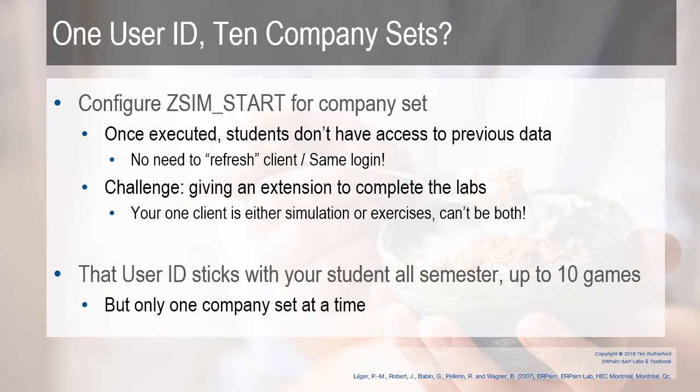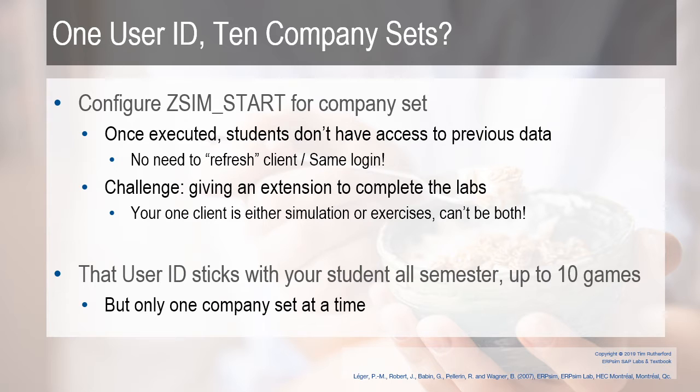The challenge is, giving an extension. In the past I've given students some time to work on the labs. You can work on it another week. Well, now if I go through and I try to do a simulation while someone's trying to do the labs, once I set it for the simulation, the exercises are no longer available. That company set is no longer available. It can't be both.